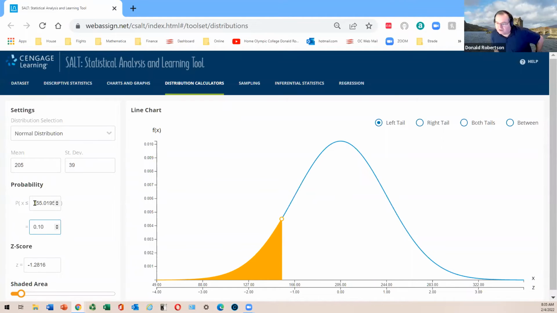Now, you might decide that 10% is bad, but 1% is, you know, take them to surgery. Something bad is happening. Well, you could do that. You want 1%?